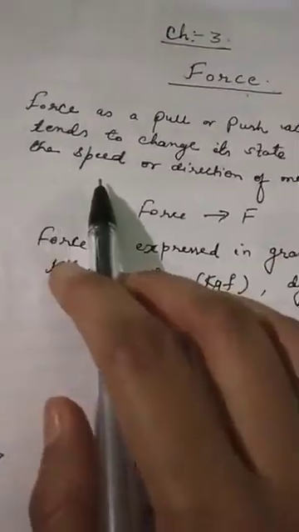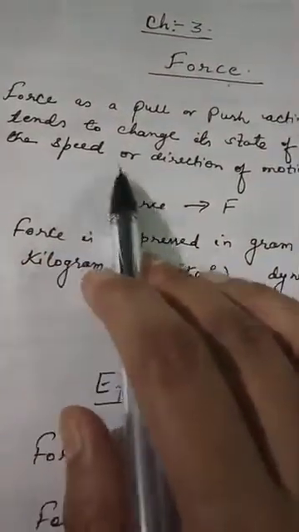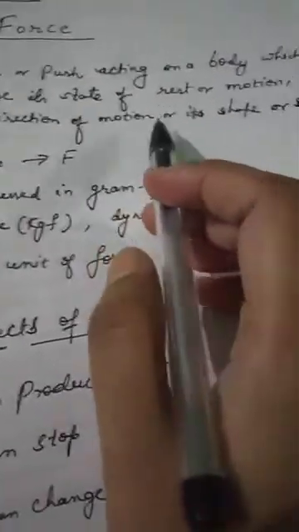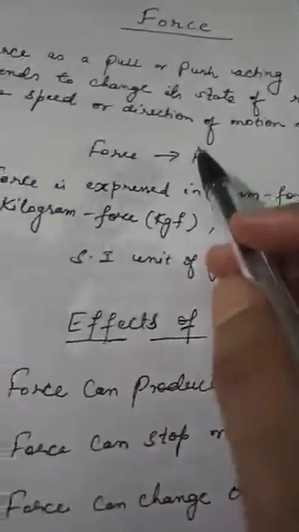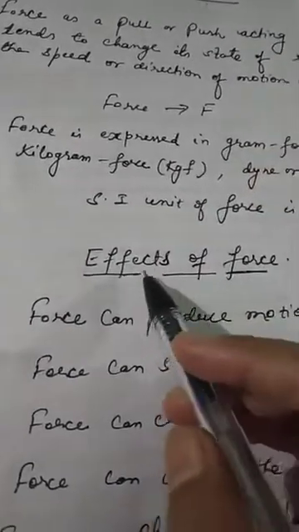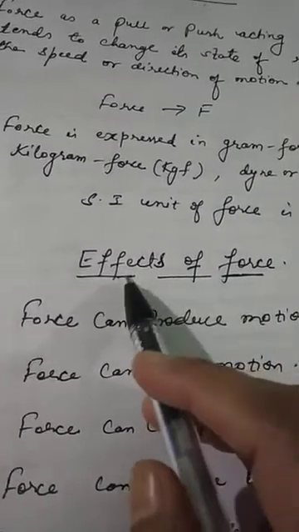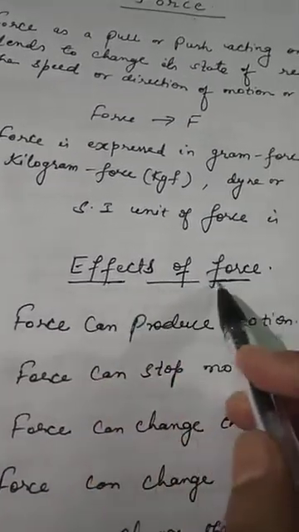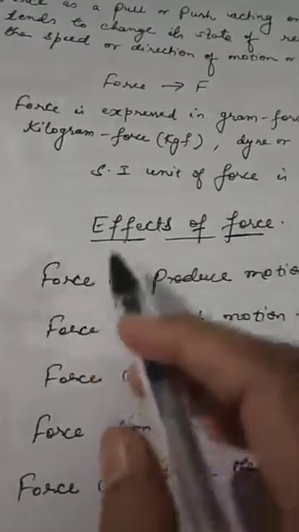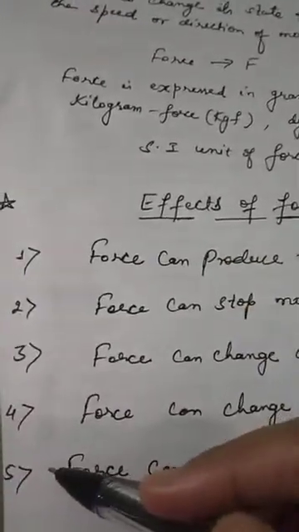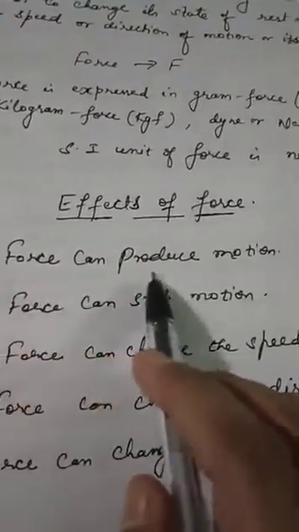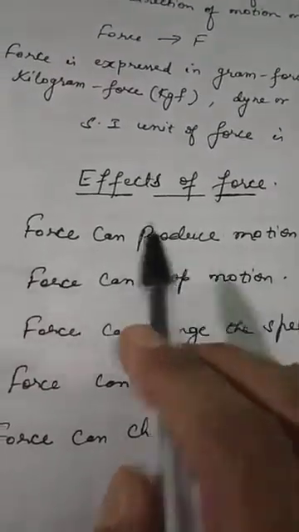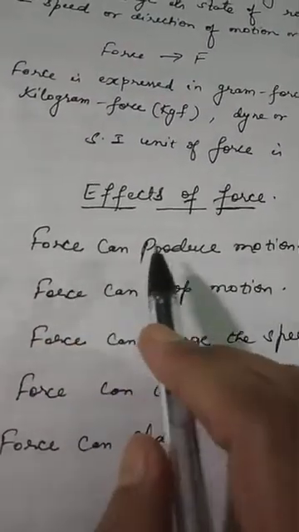Now how force changes the speed or direction of motion and how it changes the shape and size, we will discuss in a different topic, that is effects of force. So there are different effects of force. The first one is force can produce motion. Yes, definitely force can produce motion in a body.